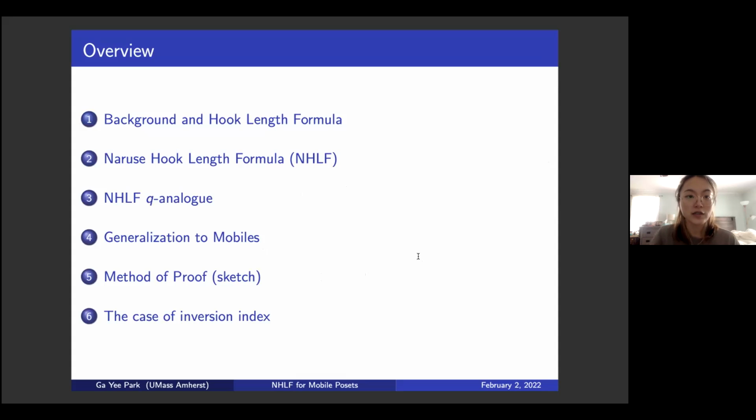So here is the overview of what I plan to go through today. I will talk about some background information about the hook length formula, introduce you to a Naruse hook length formula and talk about their two analogs. And then I'll also introduce you to this new set of posets called mobile posets and briefly talk about the method of the proof, and also, if we have time, talk about the case of the inversion index.